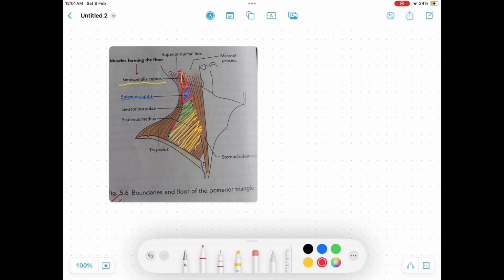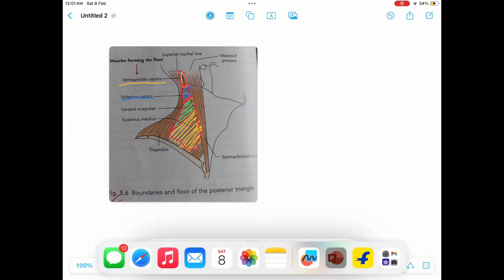If a question comes on posterior triangle, you are supposed to draw all these diagrams. Okay? Because diagram is anatomy, anatomy is diagram. Without a diagram, the text is incomplete. You will not be getting any good marks. So it is very important to draw well labeled diagrams as well as colored and well labeled diagrams. Okay. Let's get back to the topic.